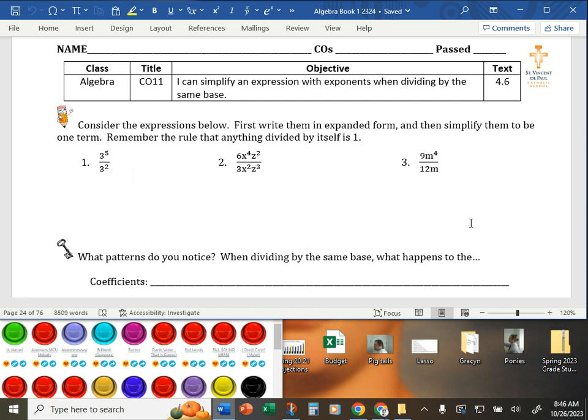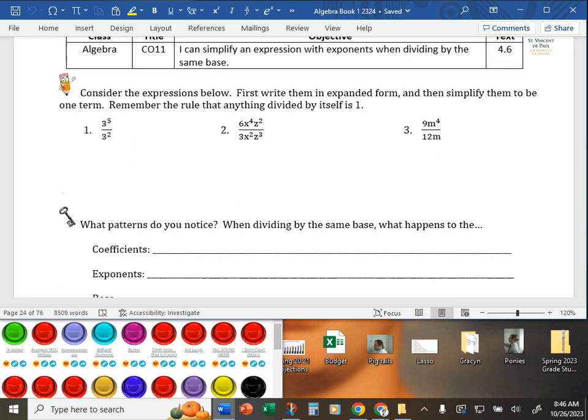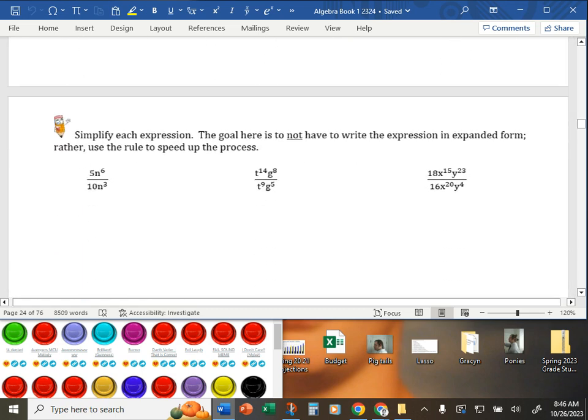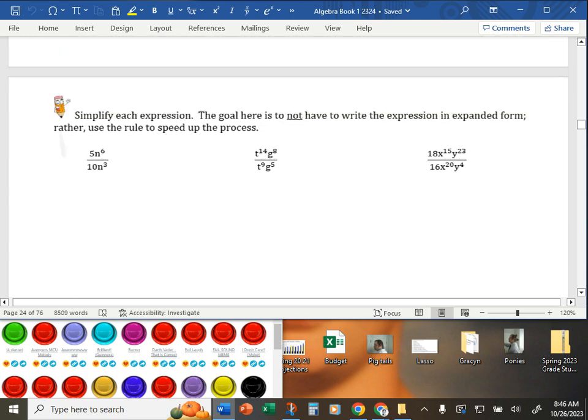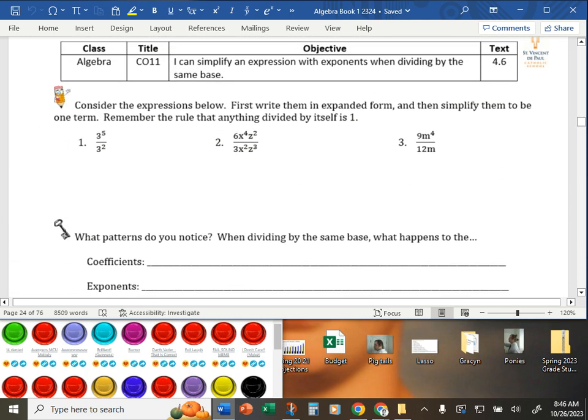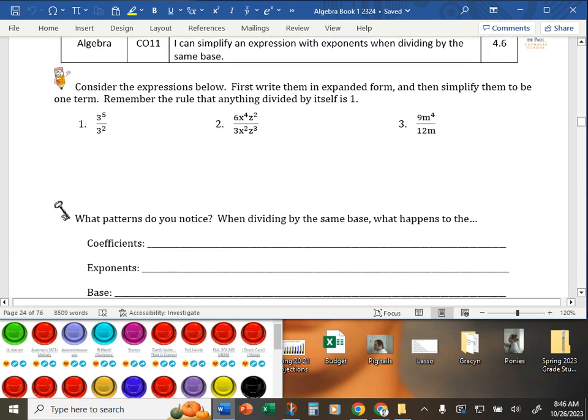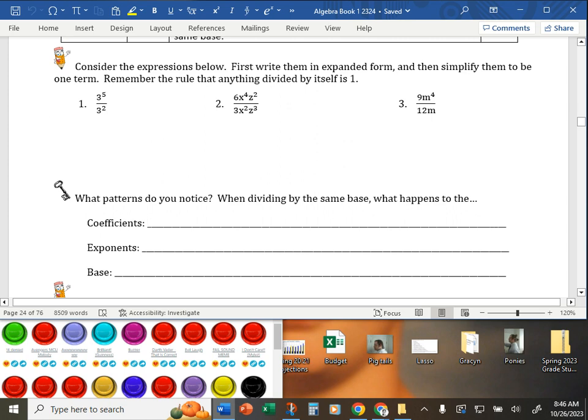If you look at the questions in the examples here and on your homework, what do you notice about all of them? What do they all have in common? Evelyn: Division. They're all written like a fraction, right? They're all division, which is your hint that you're using this rule.